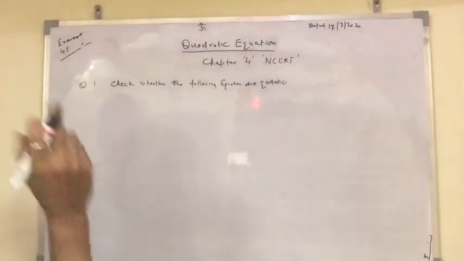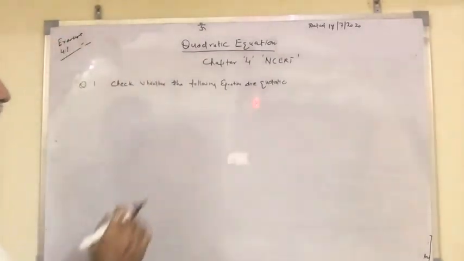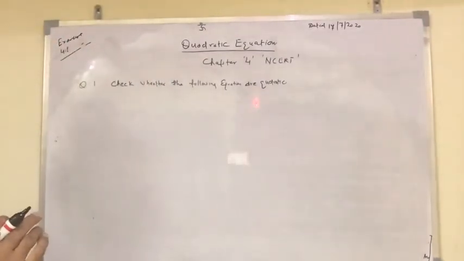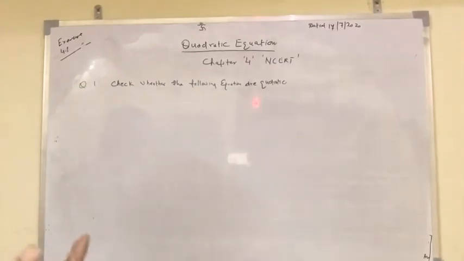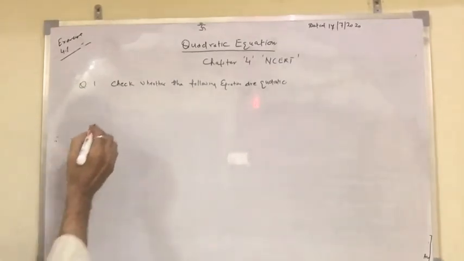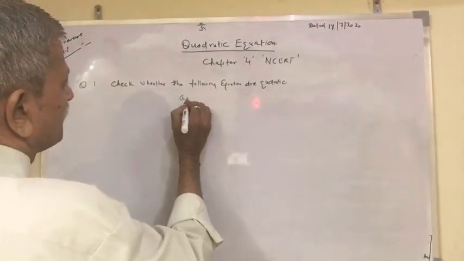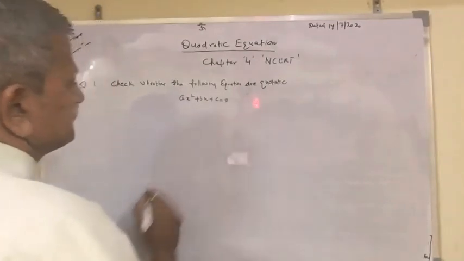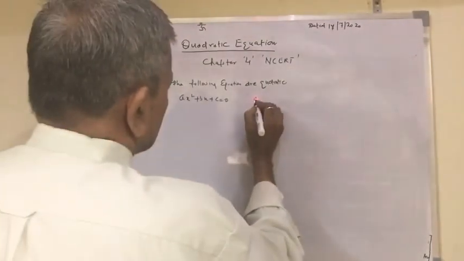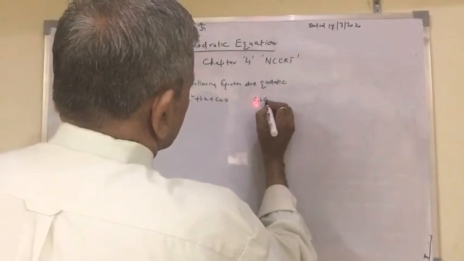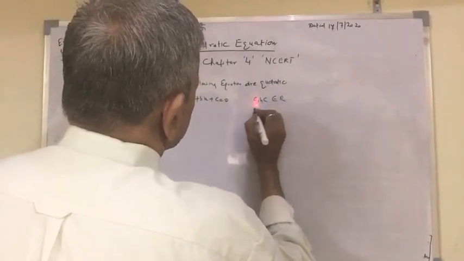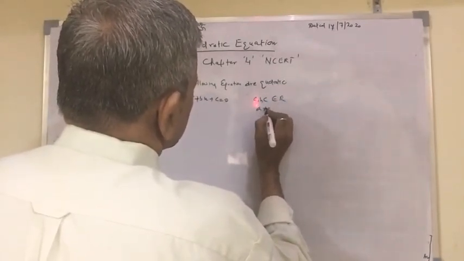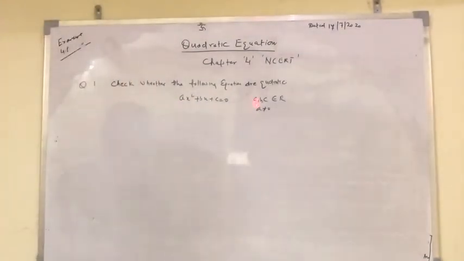Now to check whether it is a quadratic equation or not, you are well aware that a quadratic equation is in the form ax square plus bx plus c is equal to 0. This is the general equation, where a, b, c belong to real numbers, a is not equal to 0, and x is the variable. So I will take the first question.